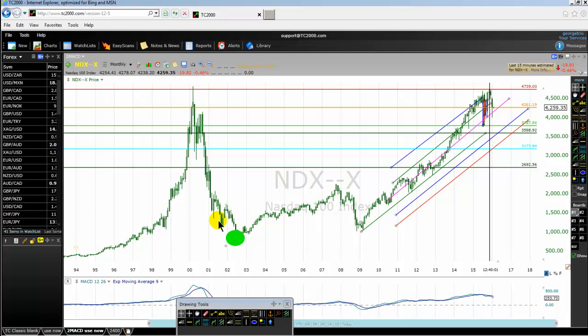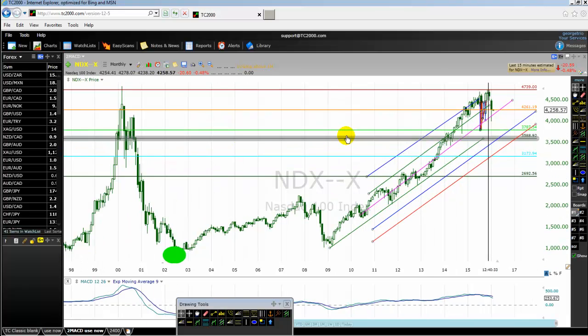The fourth key level that traders must remember is at 3592. That's the high of 2013. The fifth key level is at 2689. That's the low of 2013. And the last key level is at 3173. That's the median line of 2013.